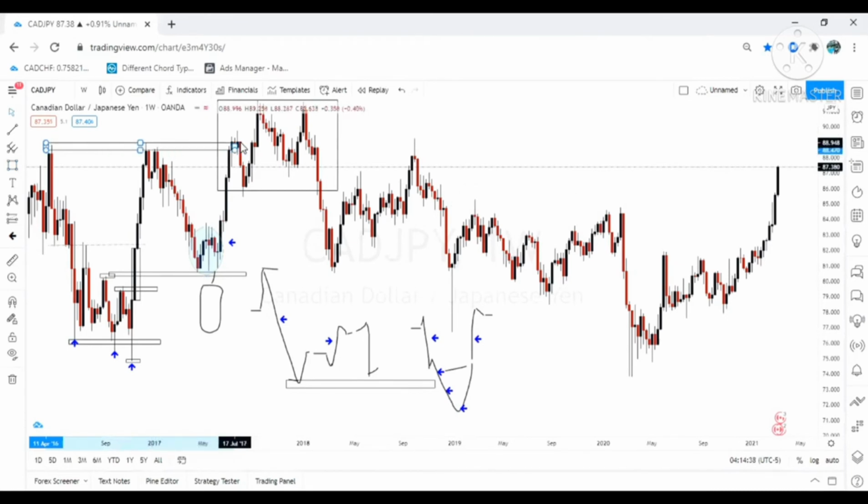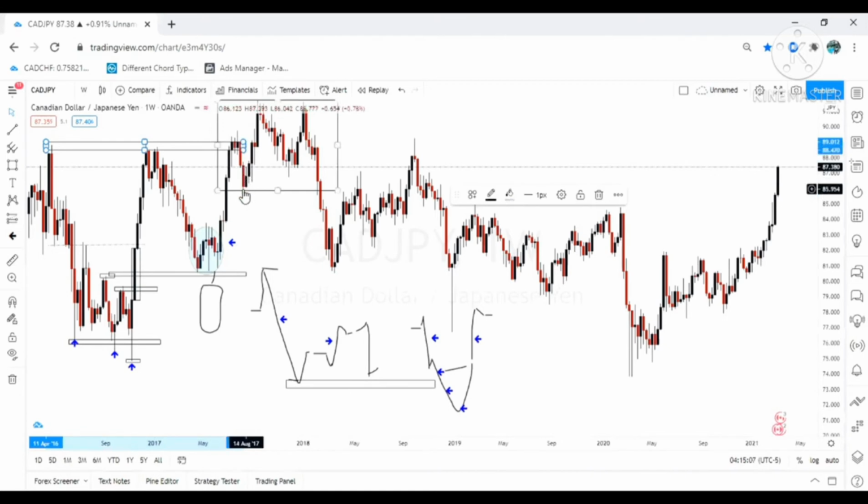And now we're here. So remember what resistance is. It's an area where we expect sellers to come in. Support is an area where we expect buyers to come in. So because we got sellers here, obviously we're going to expect sellers here. You see this rejection right here. It means that buyers tried to come in, push price high, but they couldn't hold on to their gains. And then sellers came in.